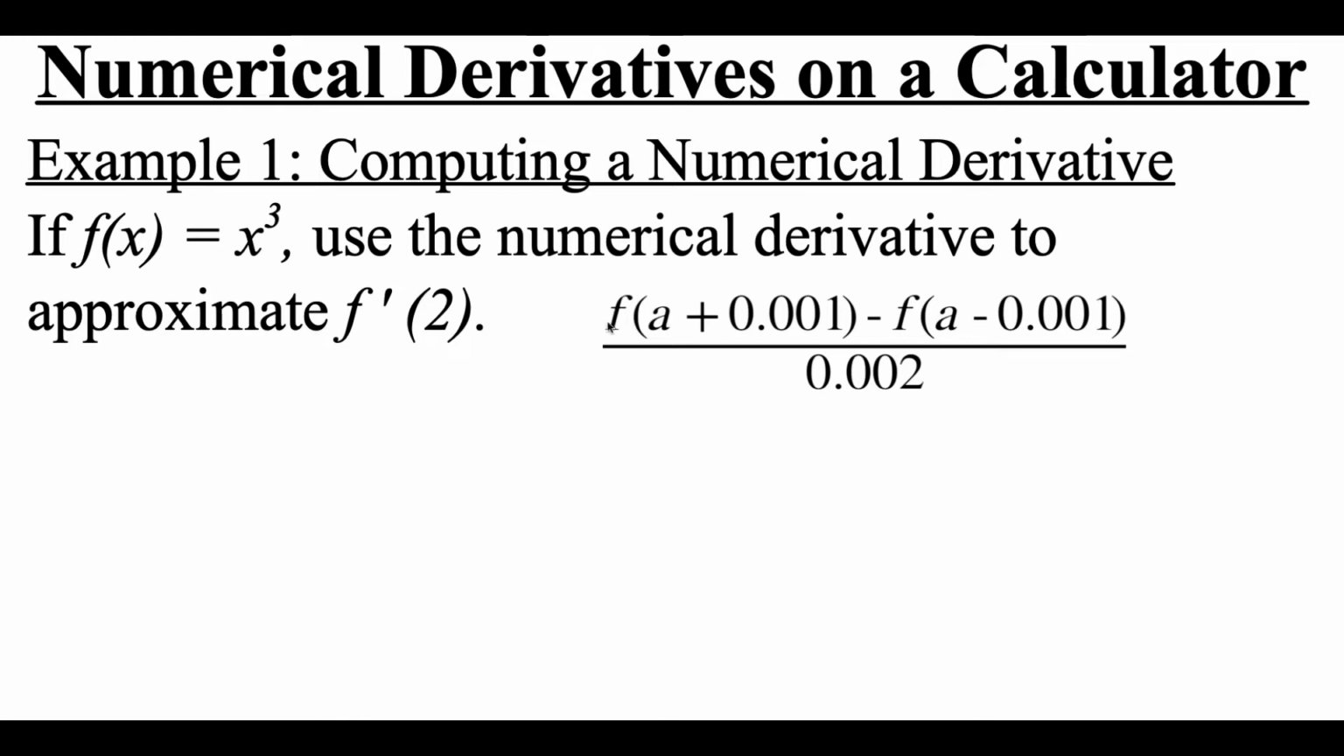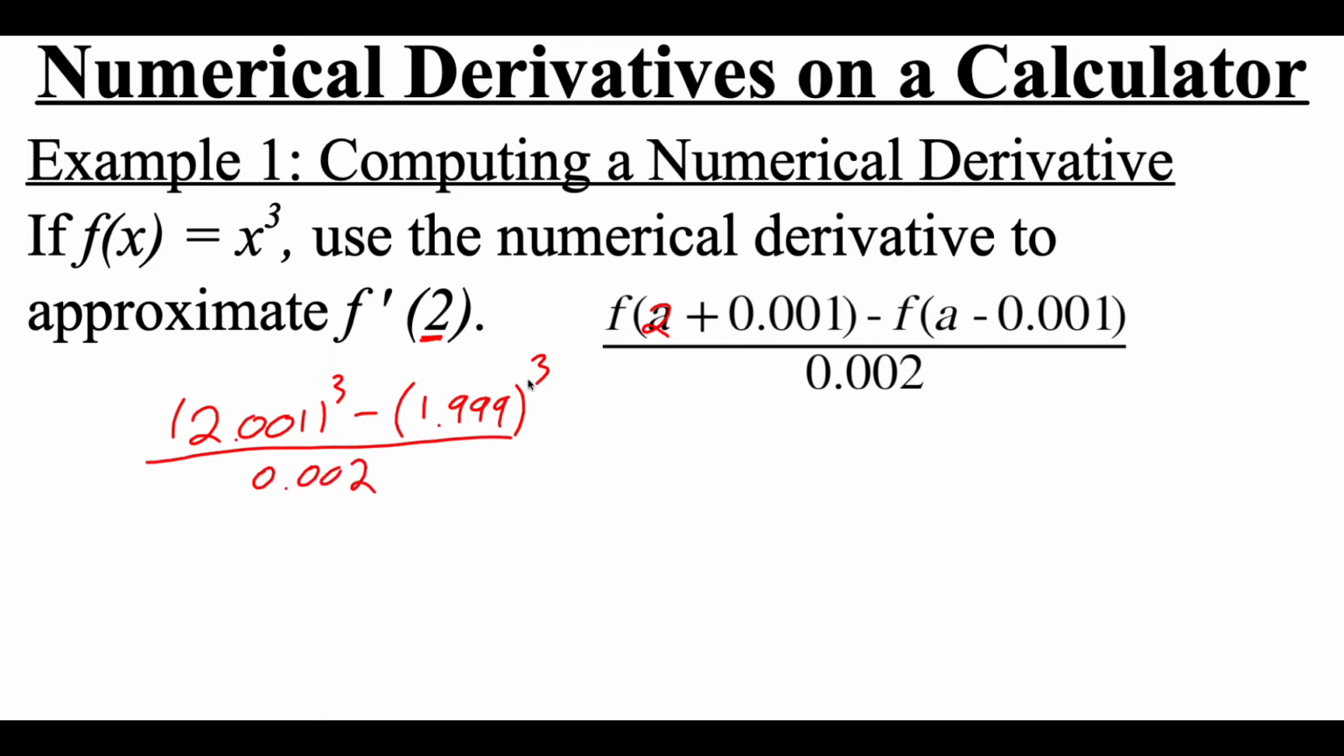So that numerical derivative, f of a plus 0.001 minus f of a minus 0.001 all over 0.002. If we're doing this x cubed function and we're looking at an a value of 2, then the first piece we would plug in that 2 for the a, so we'd be looking at f of 2 plus 0.001. Well, that's going to be 2.001 cubed minus, here if we subtract 0.001 from the 2, we get 1.999 cubed, and that's all over 0.002.